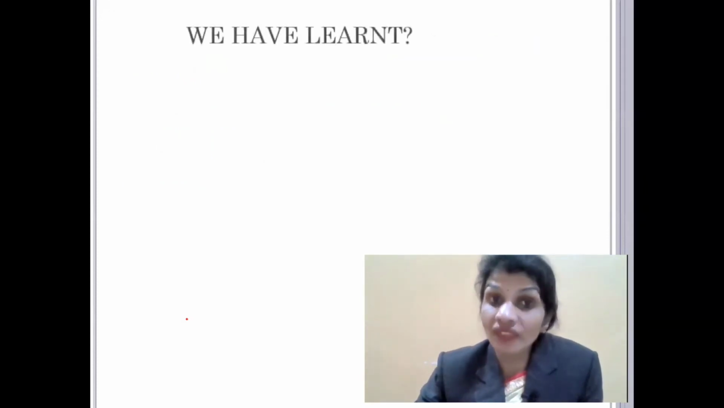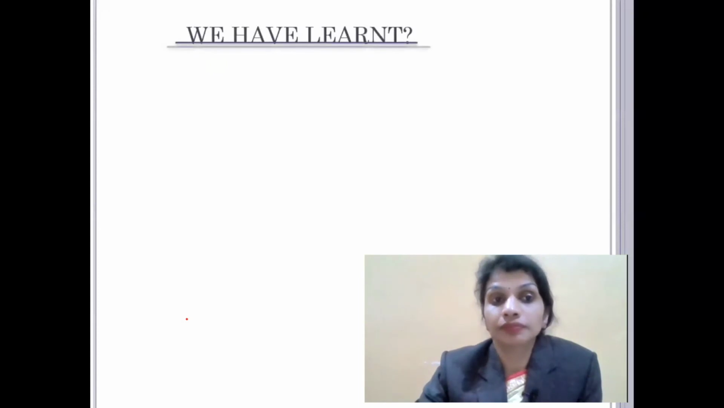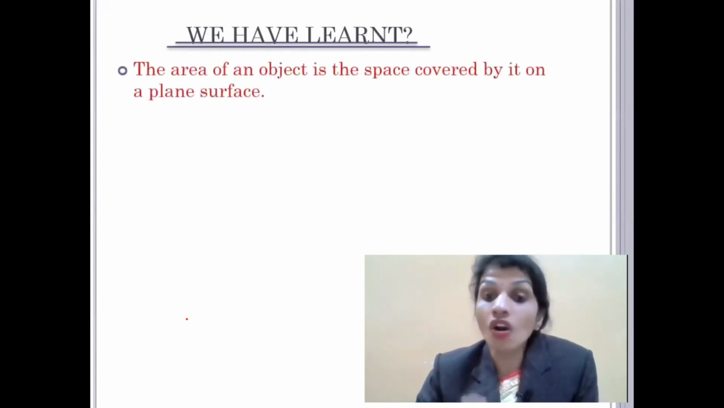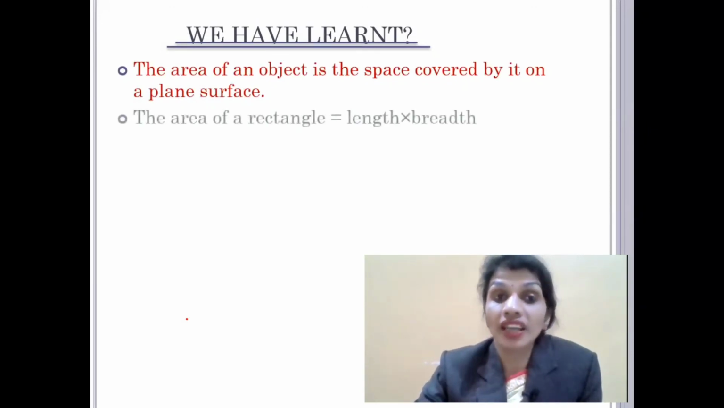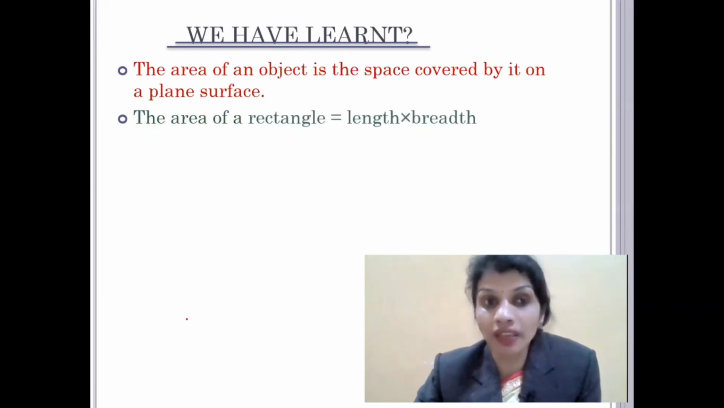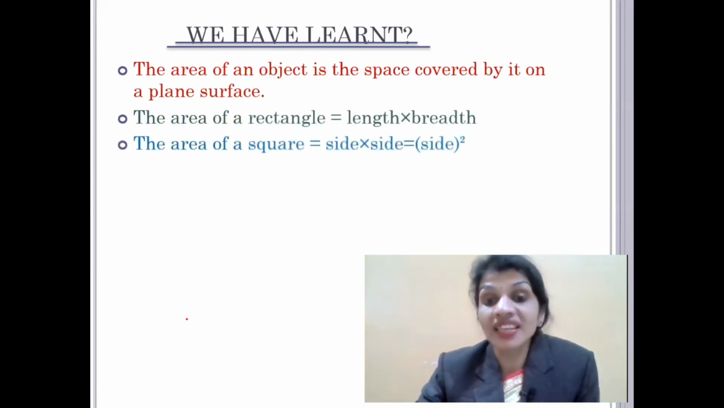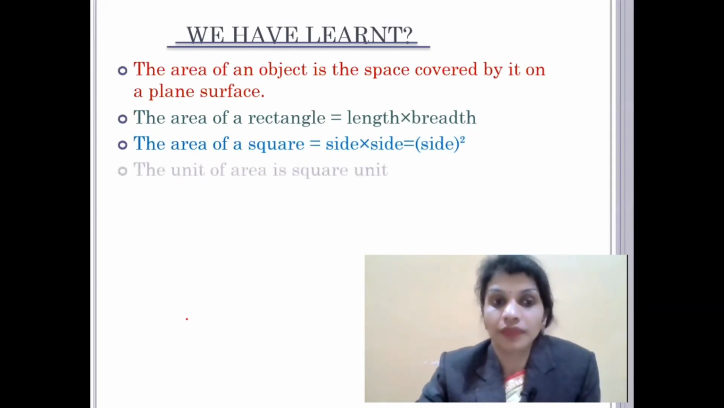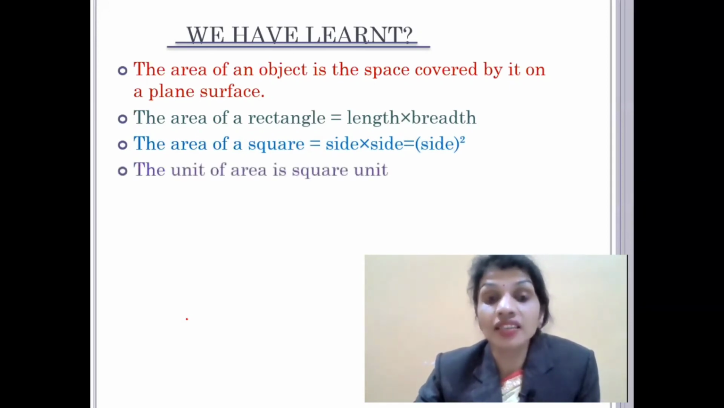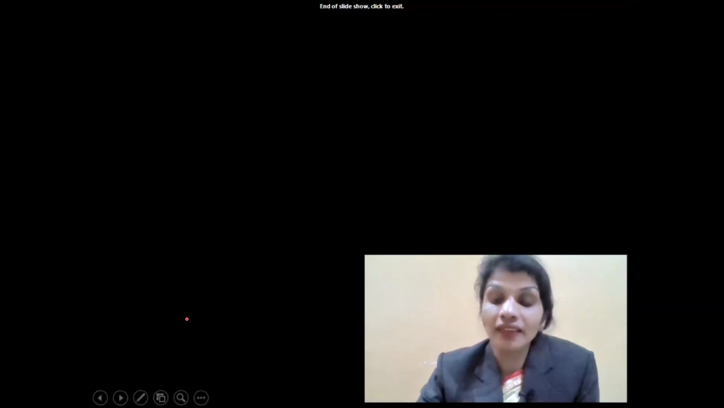So we have learned today in this class that the area of an object is the space covered by it on a plane surface. The area of a rectangle is length into breadth, and the area of a square is side into side, which is equal to side square. The unit of area is square unit. I hope you have understood about it.